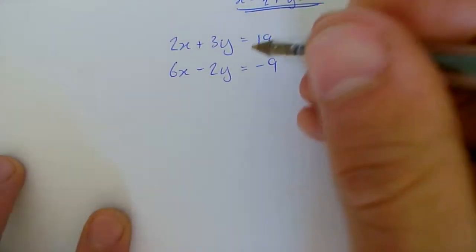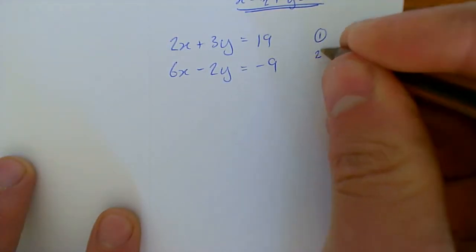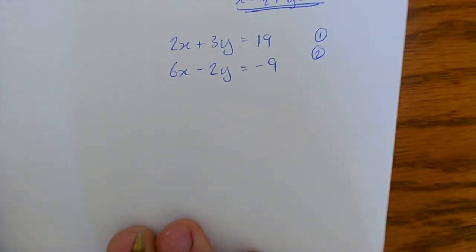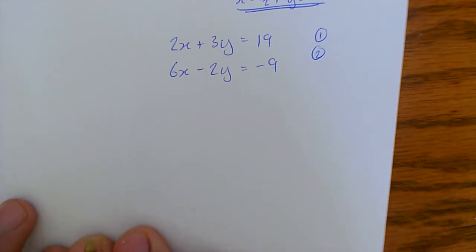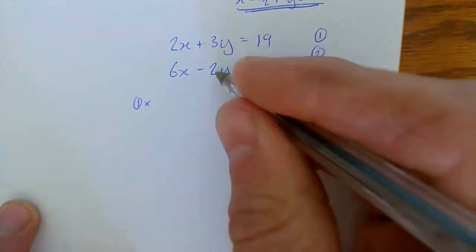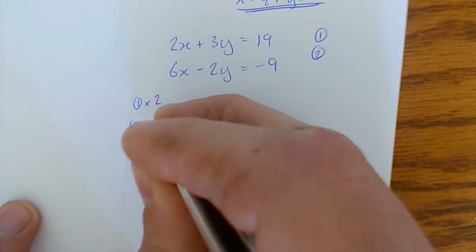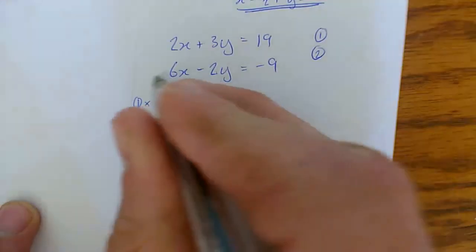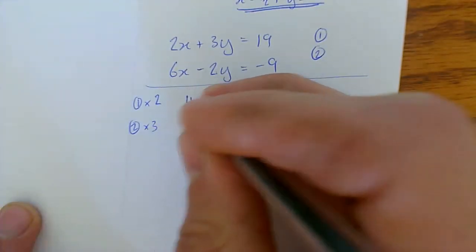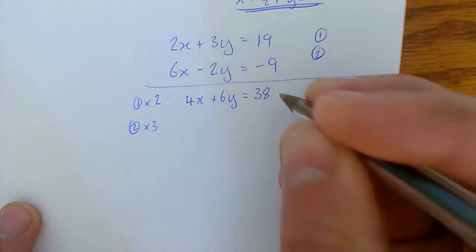Okay, so moving on down. Now, this is a little bit of a reminder. Here I'm going to make my y's the same to show you something particular. You could make your x's the same and you wouldn't need to worry about this. But I do want to remind you about this. So we're going to do equation 1, lowest common multiple of 3 and 2 is 6. So equation 1 times 2, equation 2 times 3. So we're timesing that by 2, so we end up with 4x plus 6y equals 38.